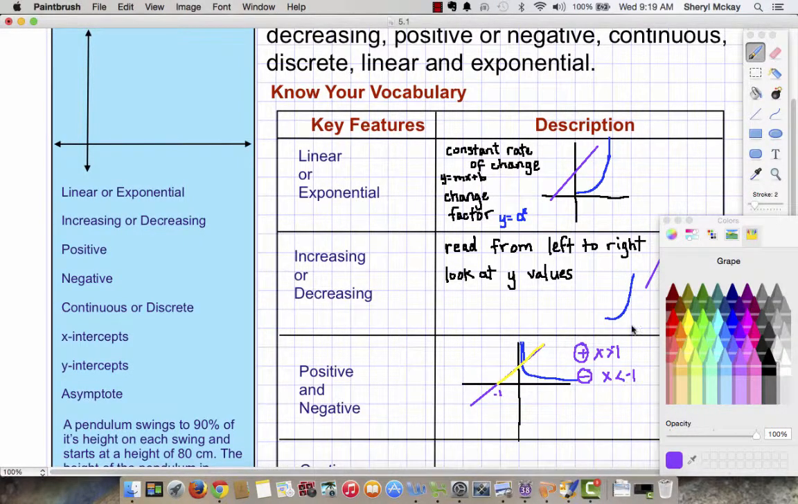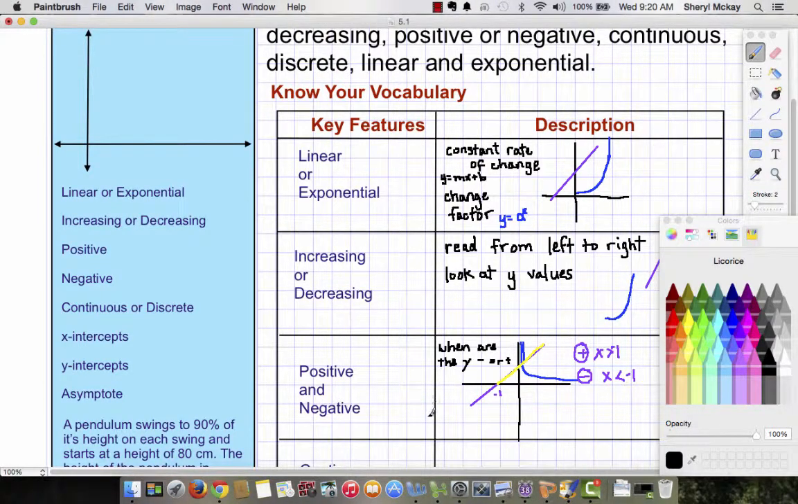So the thing that you want to think about is when are the y values negative or positive, okay? All right, when are the y values negative or positive in terms of x?